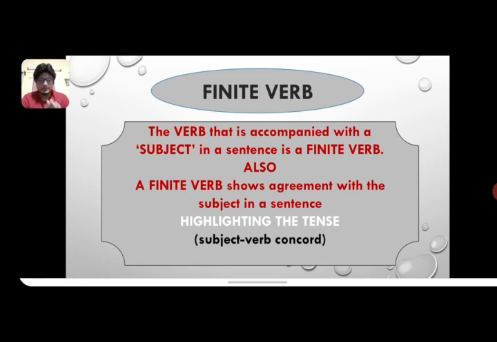That is something that we're going to study after we deal with what kinds of verbs are there and how many verbs do we have. All right. So for the time being, we're dealing only with what finite verbs are and how we use them in a sentence.